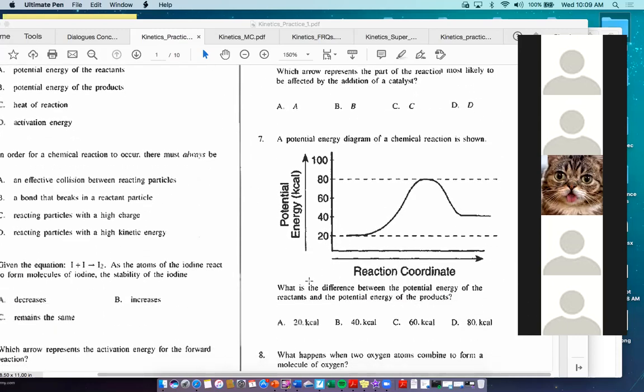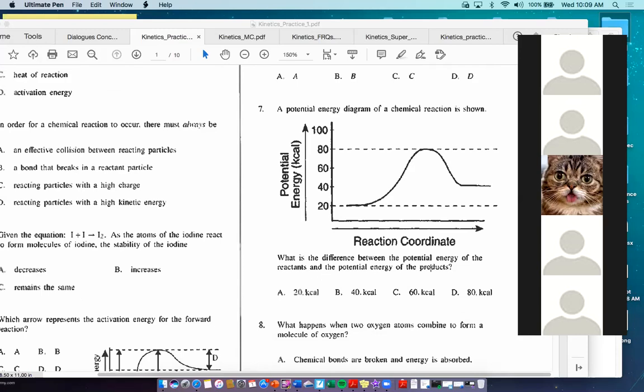Okay, this one actually has numbers. This will be good for us to practice looking at the numbers. So what is the difference between the potential energy of the reactants and that of the products? Well, the reactants start at 20. Looks like the products end at 40. So the difference there is 20. The answer is A.